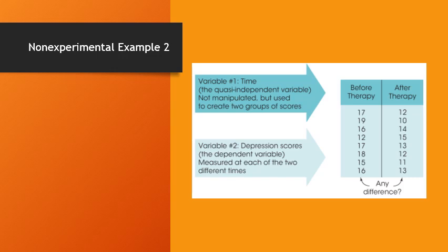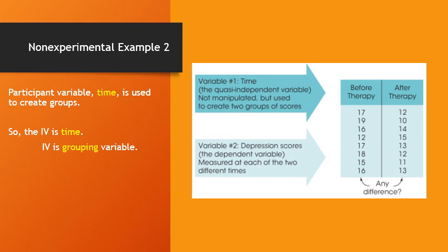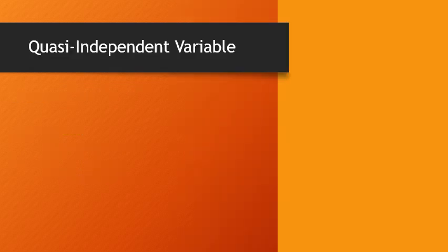Okay, let's look at another non-experimental example. This time, we're going to use time as the independent variable. So it's the same group of students, but we're going to give them a depression test, and we're going to get depression scores before they start therapy and after they start therapy. So the participant variable is actually called time. It's used to create the groups. So in this case, it's before therapy and after therapy. So time is the independent variable. It's the grouping variable. The dependent variable here is the depression score. The dependent variable, again, is the score for everyone.